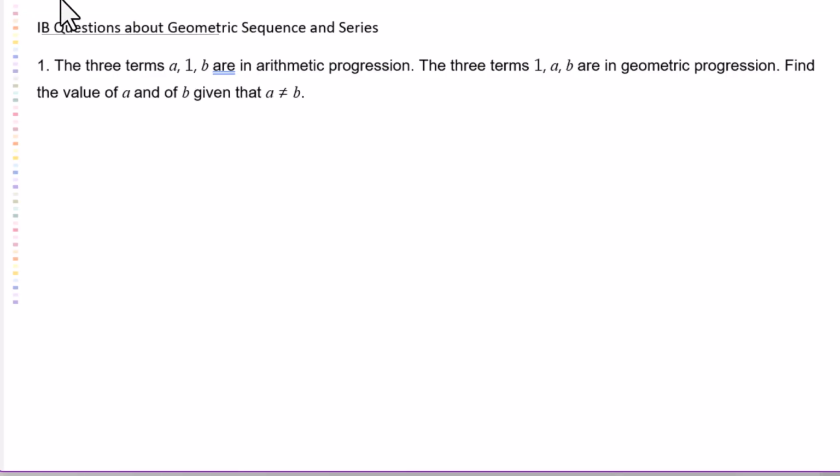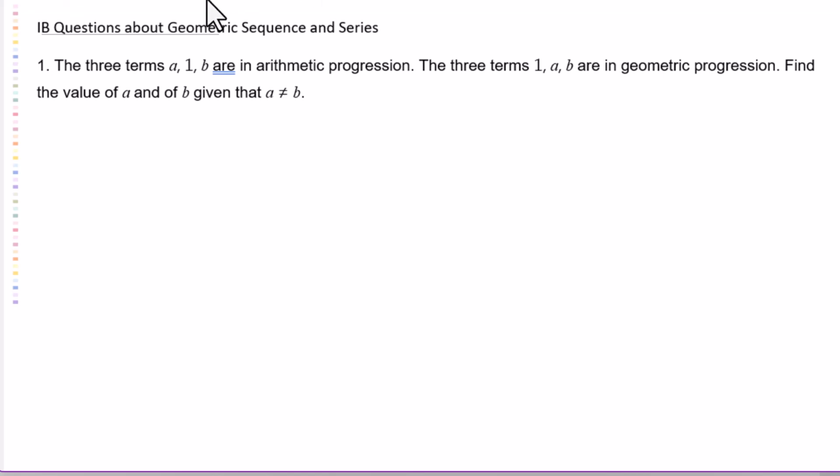IB questions about geometric sequence and series. The three terms A, 1, B are in arithmetic progression. The three terms 1, A, B are in geometric progression. Find the value of A and of B given that A is not equal to B.